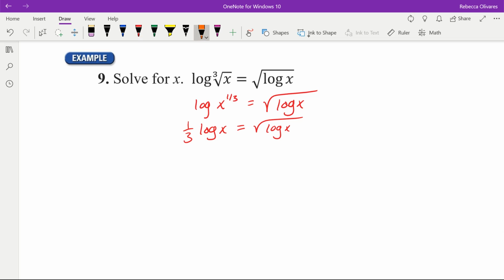Like what I'm going to do right here is, oh my gosh, I'm going to square both sides. So on the left-hand side, I'm going to have 1/9 log of x. So just go ahead and do a square like that.